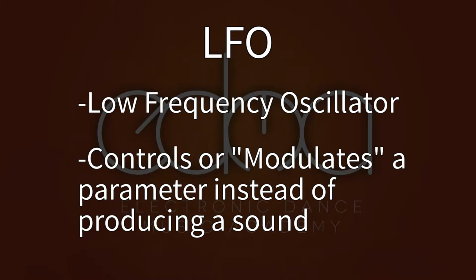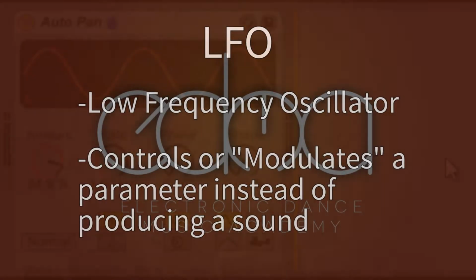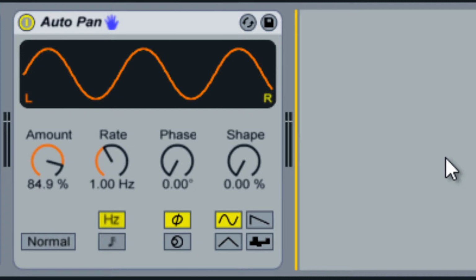For example, if you wanted to give a pulsating volume effect to an instrument, you would use an LFO on its volume. Let's look at an example. On this AutoPan device, I have the phase set to 0, which gives me a simple LFO that controls the volume of the track. As you can see, the LFO shape is set to a sine wave. Let's take a listen to how this sounds.